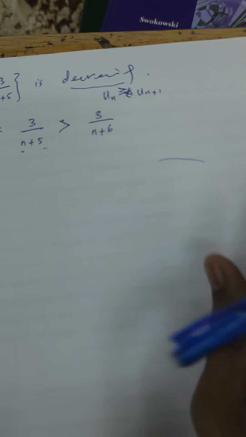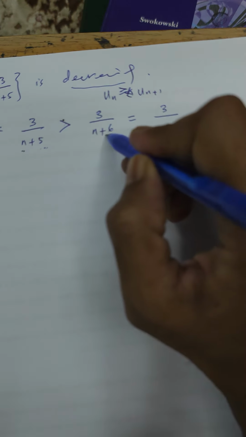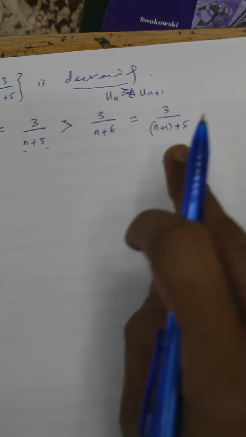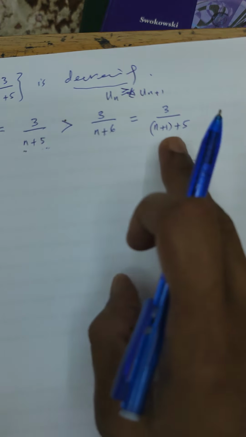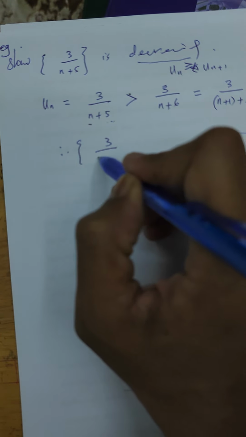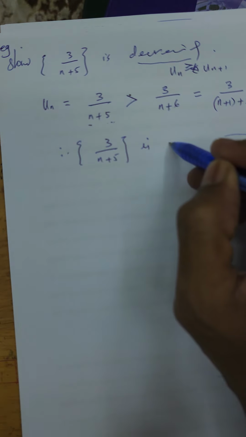And from this, this is basically equal to 3 over n plus 1 plus 5. Correct? And if you compare with our Un, and we have here n plus 1, this is basically Un plus 1. So therefore, from this relation, we show that Un is always greater than Un plus 1. So this is for all n greater than 1. So this shows that the sequence decrease. So therefore, 3 over n plus 5 is decreasing.